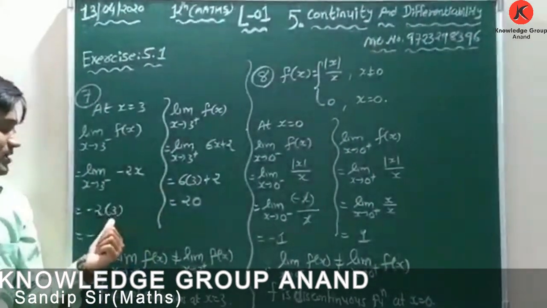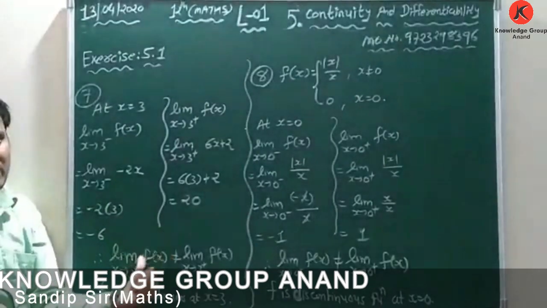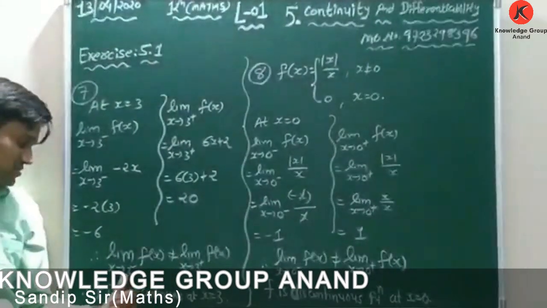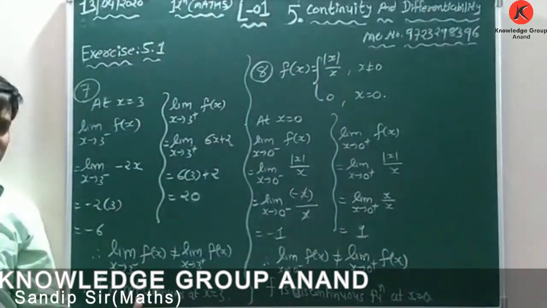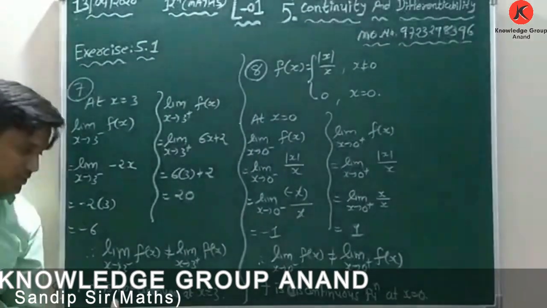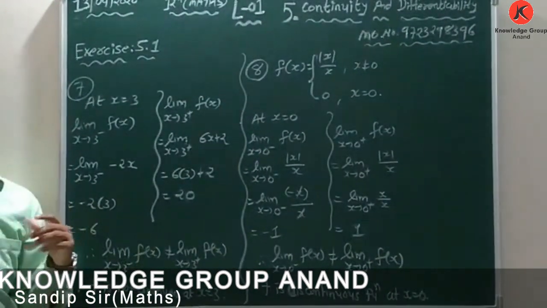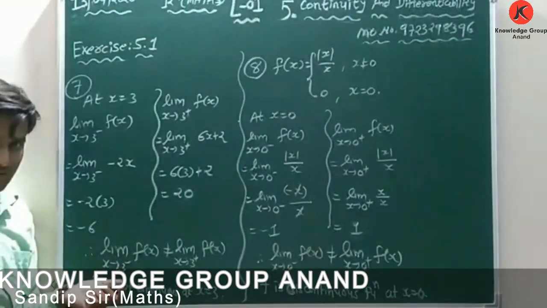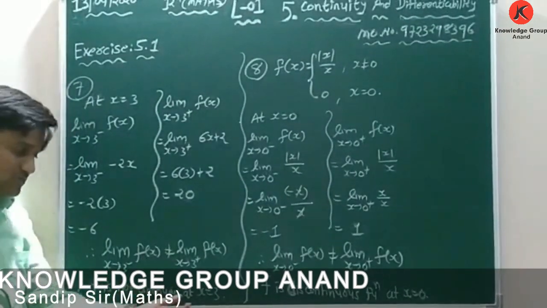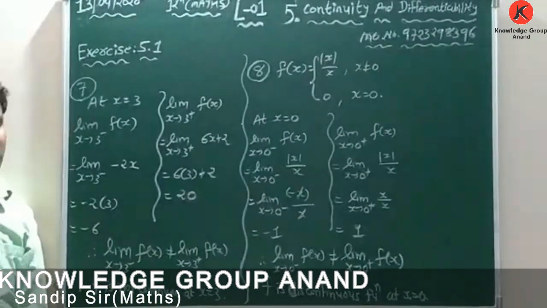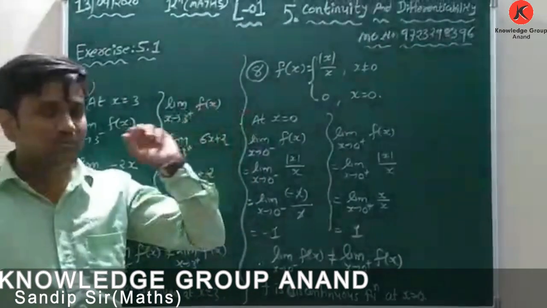So check out, left hand side limit is not equal to right hand side limit, so f is not continuous. That means it is discontinuous at x is equal to 3, which is your answer. Okay, so the point of discontinuity is x is equal to 3. Same way, example number 8.